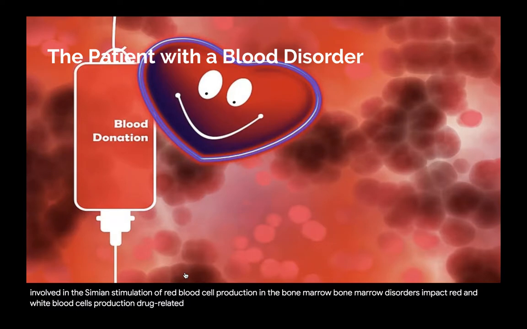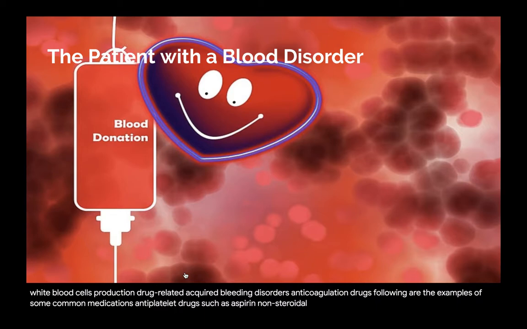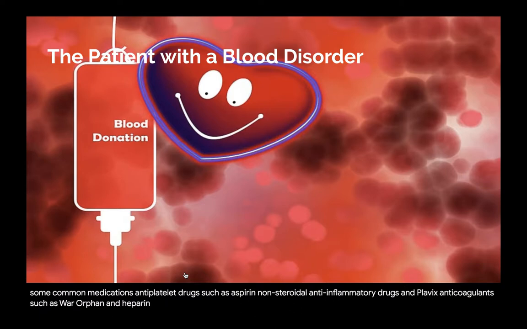Drug-related acquired bleeding disorders. Anticoagulation drugs. Following are examples of some common medications. Antiplatelet drugs such as aspirin, nonsteroidal anti-inflammatory drugs, and Plavix. Anticoagulants such as warfarin, heparin, and Coumadin. Corticosteroids, chemotherapy.